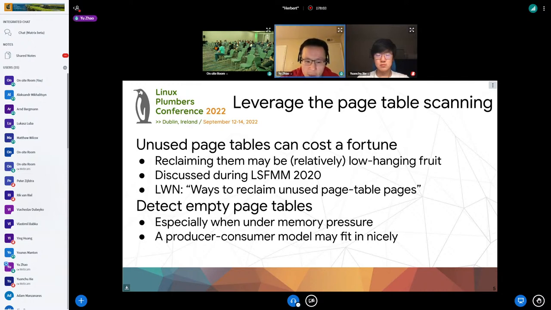The first potential use case here is to detect empty page tables. Generally, unused page tables can cost a fortune. This was discussed during the last LSFMM in May this year, and there's also an LWN article on this. It captures all the details, so we won't go into these details.